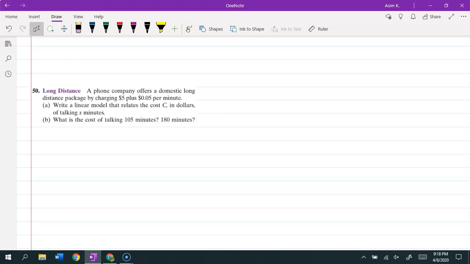It says a phone company offers a long distance package by charging $5 plus $0.05 per minute. Now, the reason why I go through this with you is because it is essentially the same thing as y is equal to the variable cost plus the fixed cost. And here is how.